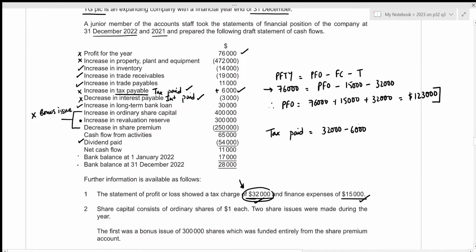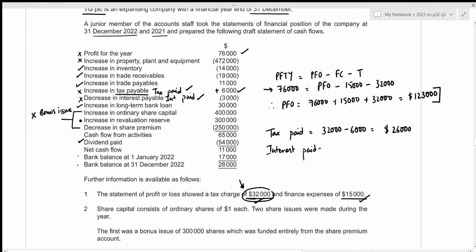So out of 32,000, 6,000 is yet to be paid, which means that the actual cash outflow resulting from the tax payment is going to be the difference of these amount, which is 26,000. So out of the total of 32,000 tax charge, we have only paid 26,000 and there is still tax payable of 6,000 left. We can then repeat the same process for interest paid.